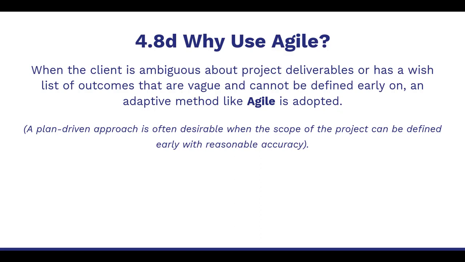Why use Agile? Well, when the client is ambiguous about the project deliverables and has a wish list of outcomes that are vague and cannot be defined early on, an adaptive method like Agile is adopted. With the traditional approach, a firm plan can be developed with complete identification of resources required and a near accurate estimation of costs and durations of completing a project. Agile projects offer visibility and adaptability with a goal of enhancing business value while decreasing risk.